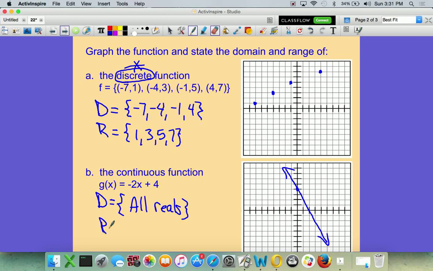For our range, range is talking about our y values here. What are all the y values that work? 0 works, 1 works, 2 works. As this line keeps going up, so does the y. As this goes down, all the y values are going to work for that also. So this one is all reals also. Is that always the case for every line out there? No, it's not. So you do have to check as you go.